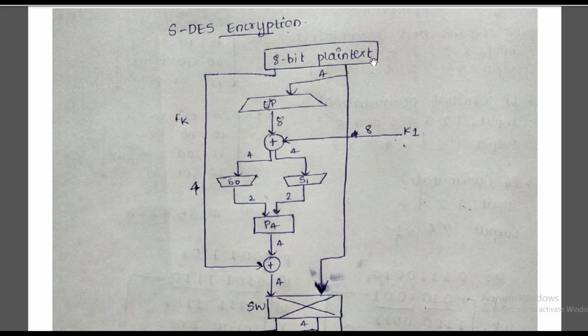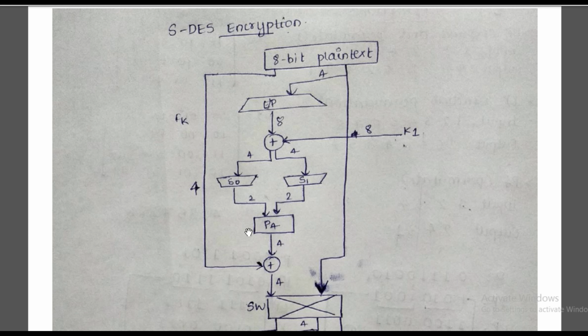The right part, that is the 4 bits, will be provided to the EP, where operations are performed on it from the EP table, and then it produces an 8-bit output, which is XORed with the key 1. This key generation video I'll provide in the description, and you can see how we can find key generation. So this key is XORed, and after that these 8 bits are converted into 4 bits using the S0 and S1 tables, which later goes to P4 to produce 4 bits.